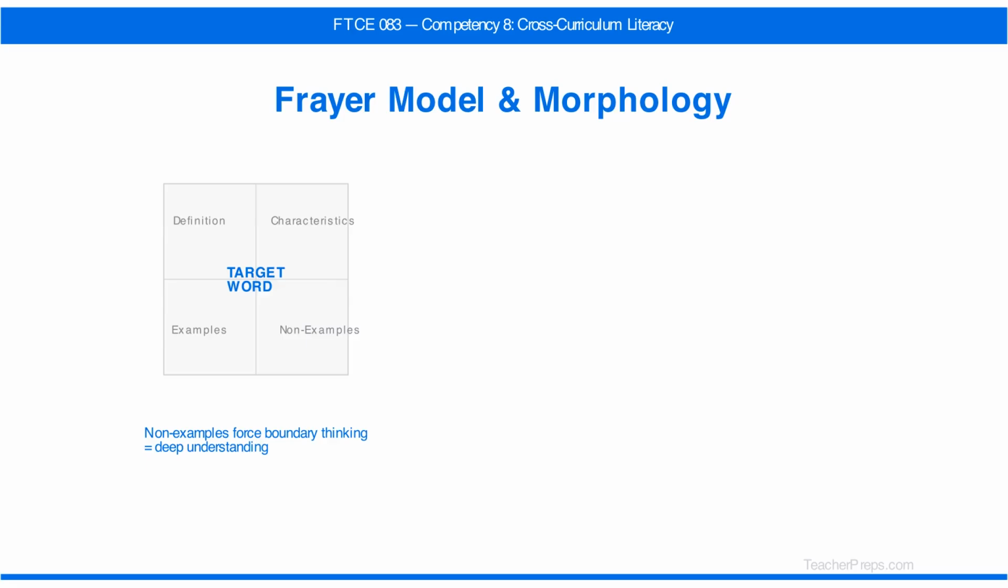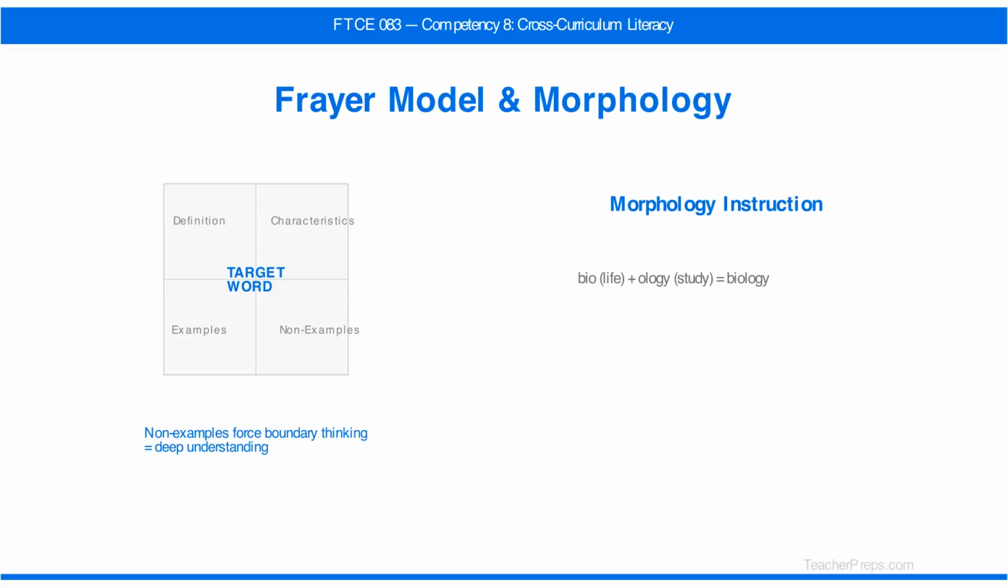Here's why non-examples matter so much. If you're teaching the word mammal, the examples quadrant might include dog, whale, and bat. The non-examples quadrant might include lizard, penguin, and goldfish. The non-examples force students to think about what makes a mammal and what disqualifies other animals. This boundary thinking is what builds deep understanding.